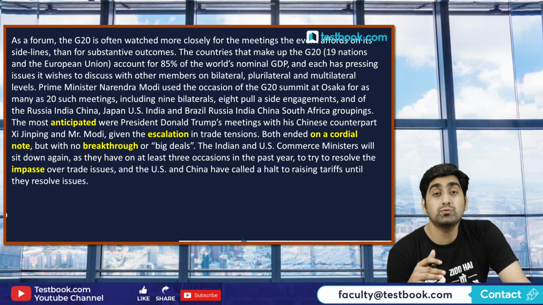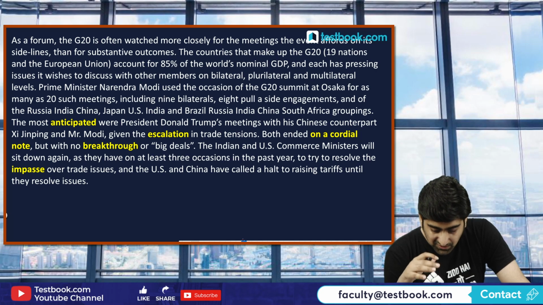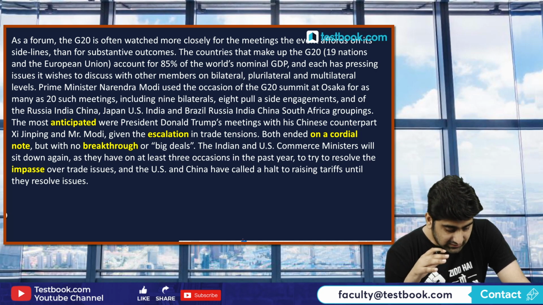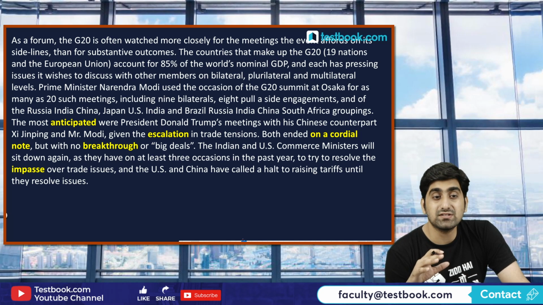Okay, coming on to the article further. It says, as a forum, the G20 is often watched more closely for the meetings and the events on its sidelines than for the substantive outcomes. The countries that make up the G20, there are 19 nations obviously and the European Union, account for 85 percent of the world's nominal GDP, and each has pressing issues it wishes to discuss with other members on bilateral, plurilateral and multilateral levels.